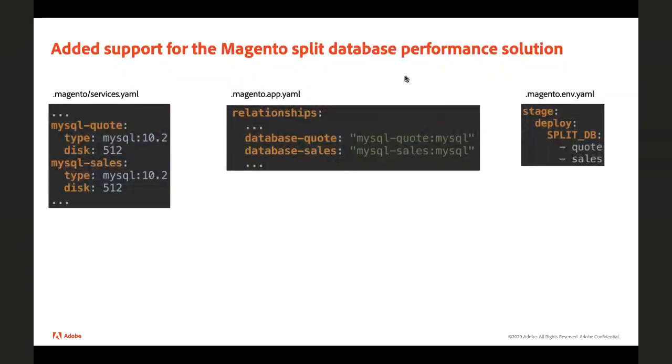So now you can use this solution on our Docker during development. You need to edit only 3 files to use it. You need to add a new database to the Magento service YAML. Then you need to add new relationships to the Magento app YAML, and you need to add the split environment variable into the Magento env YAML file. And then just run Docker as usual, and ECE-Tools will configure Magento to use these split database solutions.